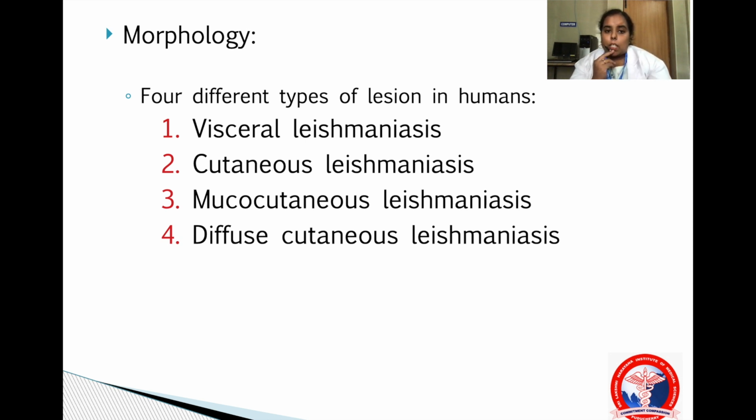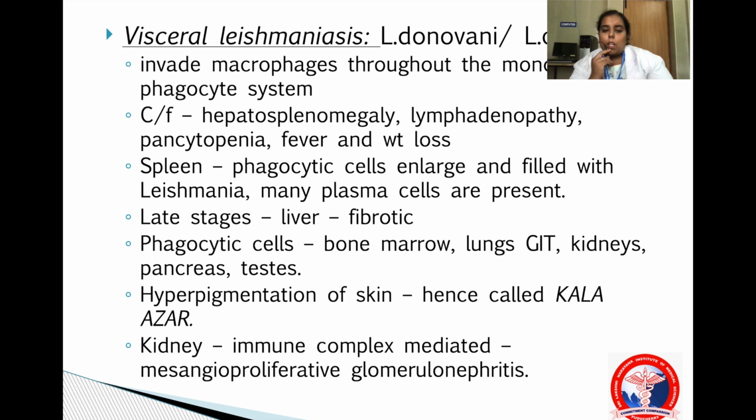So clinically, what are the types that we are going to see? Visceral, cutaneous, mucocutaneous, and diffuse cutaneous. In visceral leishmaniasis, they invade the macrophages throughout the mononuclear phagocyte system. Clinically, this is seen as hepatosplenomegaly, lymphadenopathy, pancytopenia, fever, and weight loss. The spleen phagocytoses the cells, enlarges and fills with Leishmania. Many plasma cells can be seen. In the late stage, the liver appears fibrotic.